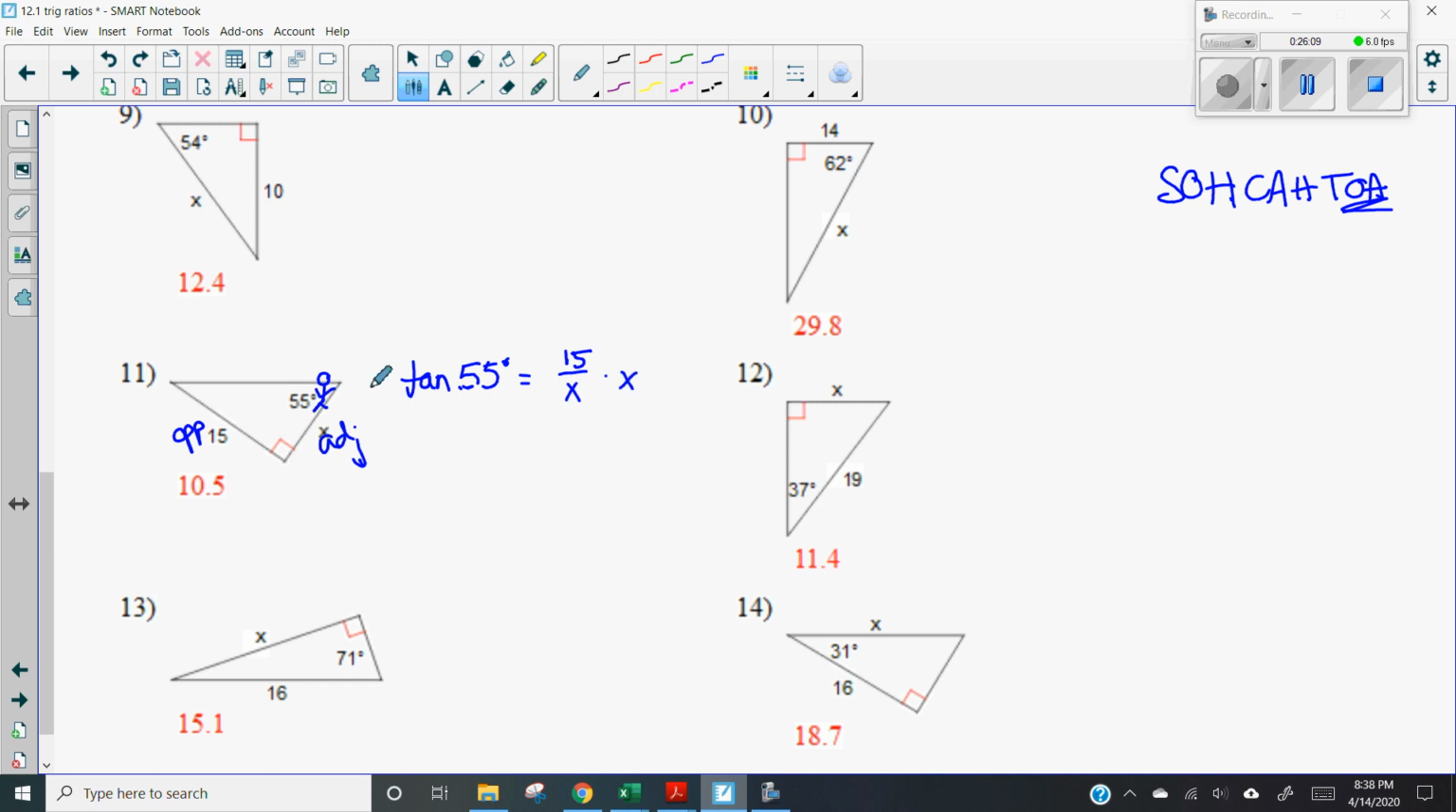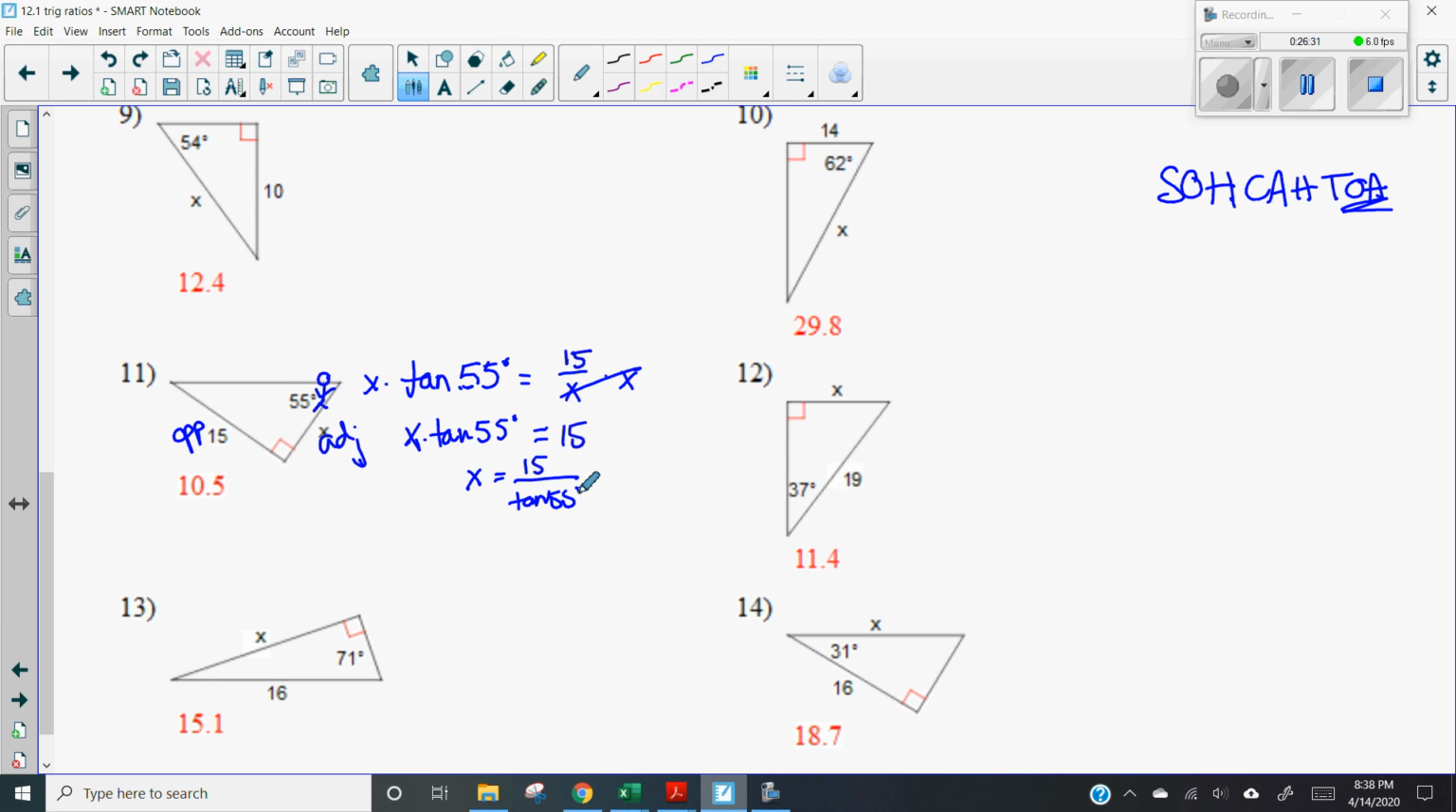We're going to multiply both sides by x first. They cancel out over here. We just have 15. Notice x now pops up on the left-hand side, which is fine. Now we just need to get rid of this tangent of 55, so we're going to divide both sides by tangent of 55 degrees. And that's what goes right in your calculator, 15 divided by tangent of 55.